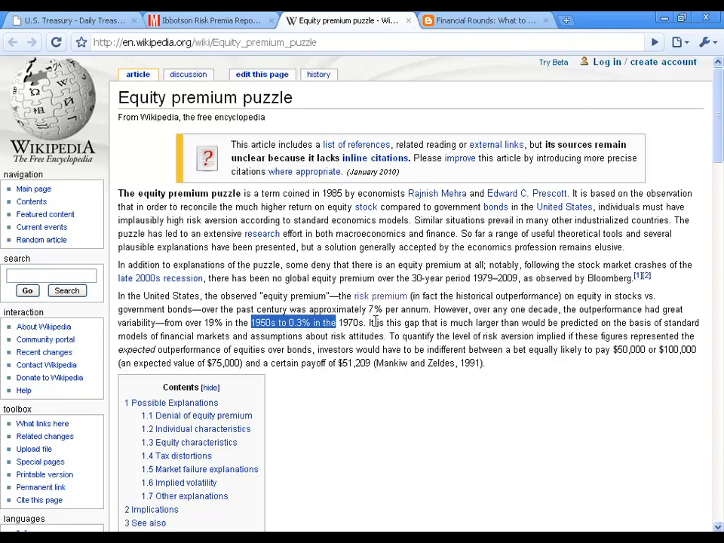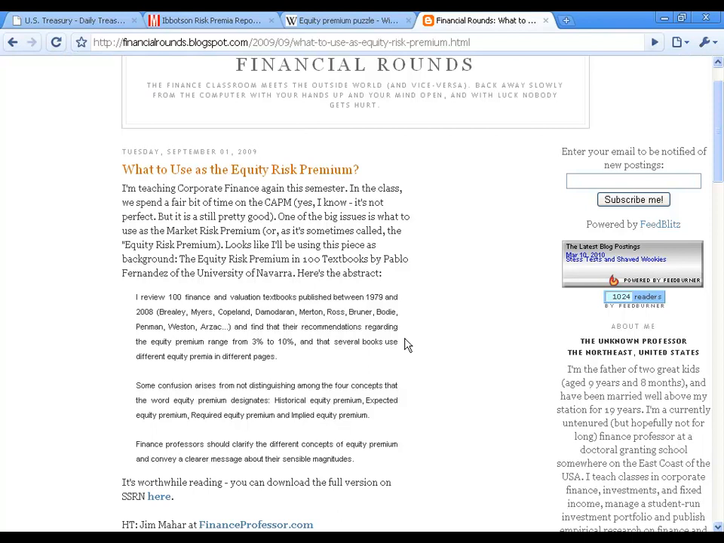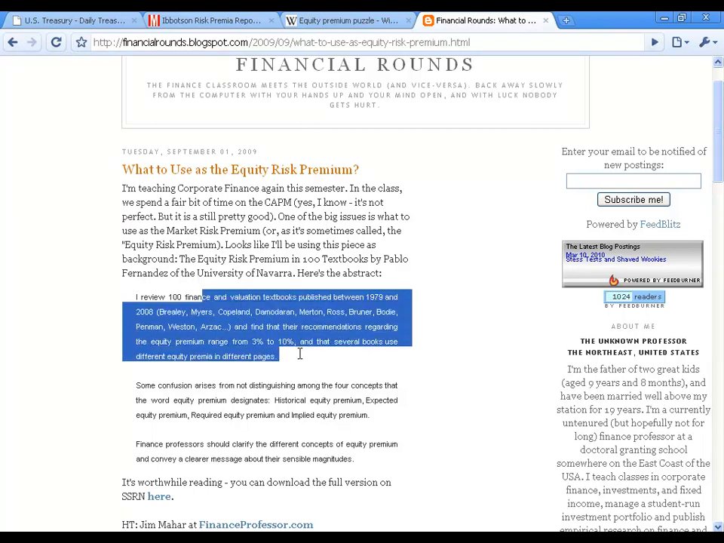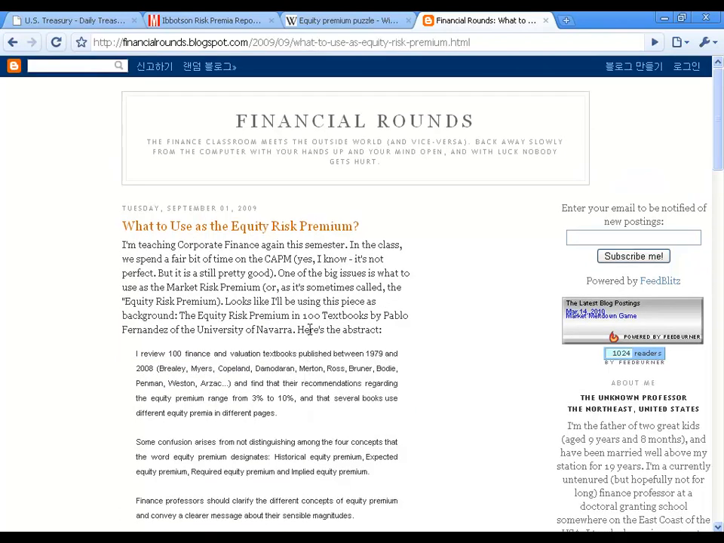There's no clear consensus on what to use. To further prove this point, if you look at this other article from this blog, Financial Rounds, which is written by a finance professor, he says here that in finance textbooks, the equity risk premium ranged from 3% to 10%, and that several books actually use different premiums in different pages of the book. So there's no clear consensus on what to use for this. Don't listen to anyone who says there is, because this is one of the biggest controversies in the theory of finance, what to actually use for the equity risk premium.